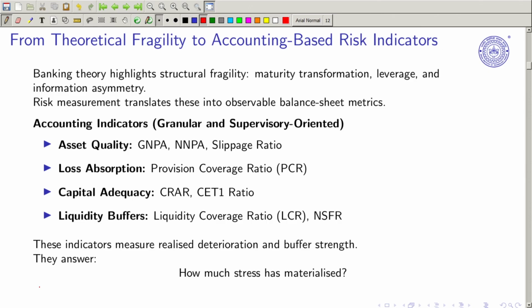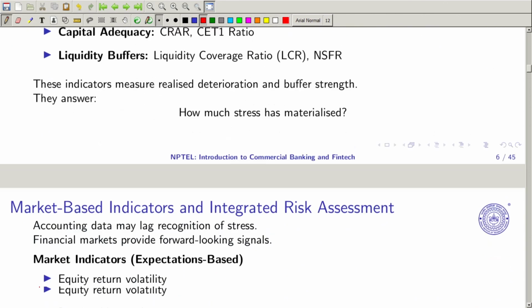So the CET1 ratio is linked with Basel 3, and the CAR, the capital adequacy ratio, is linked with Basel 2. Then the liquidity coverage ratio, where we have liquidity buffers, and the NSFR, which we'll be discussing in a few moments, linked with Basel 3. These indicators basically measure how the banking stress that we see can materialize. So this is what we often look at.